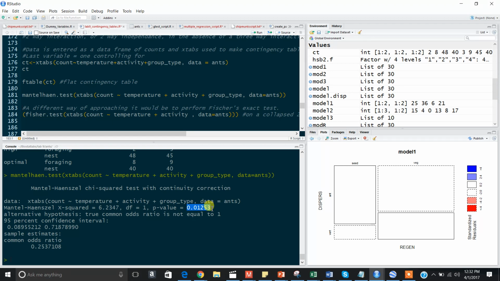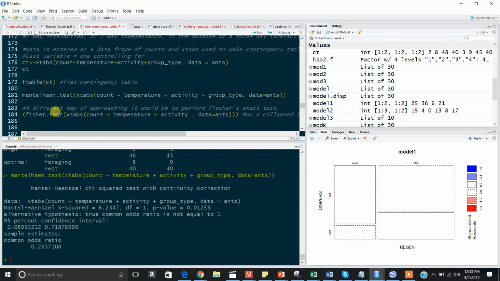And then you can also validate that by the confidence interval. So the confidence interval does not include 1, meaning it's significant. A different way of approaching it would be to perform a Fisher's exact test. Now, Fisher's exact test is a statistical test that is used to determine if there are non-random associations between 2 categorical variables. So you can't use it for 3, you can only use it for 2.